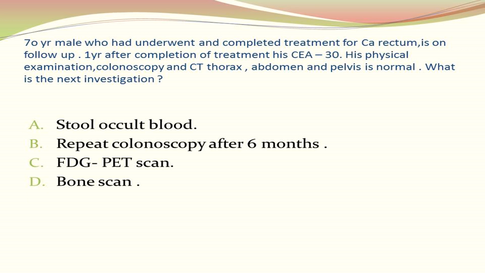Same question I put here about the liver part. Okay. So they ask you that a male had undergone a completed treatment for CA rectum and is on follow-up. 1 year after completion of treatment, his CT abdomen pelvis showed a single lesion 3 cm in segment 7 of the liver. What is the next plan of action?